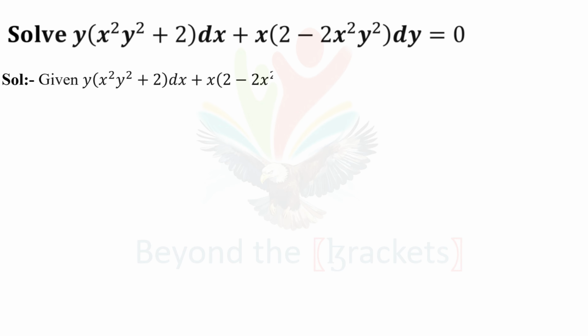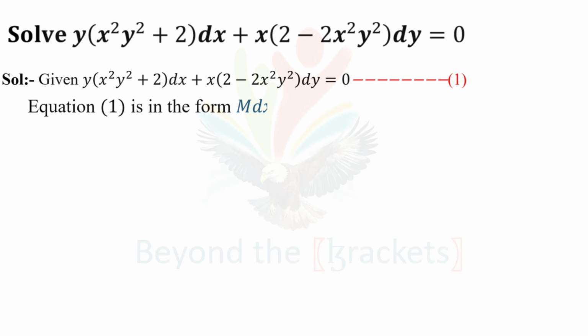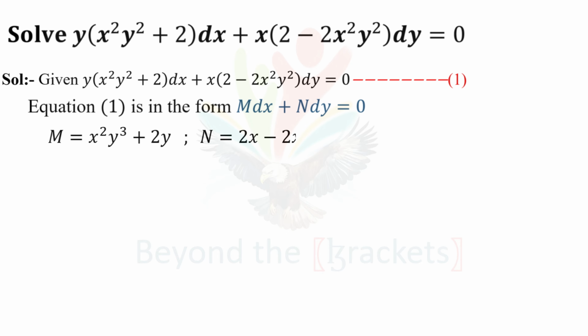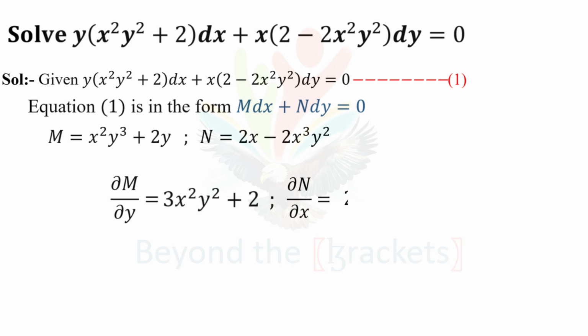Naming the question as equation 1, we clearly observe that it is of the form m dx plus n dy is equal to 0, where m is the coefficient of dx and n is the coefficient of dy. To verify if the equation is exact, we first differentiate m partially with respect to y. Here x square is constant, differentiation of y cube will be 3y square and differentiation of 2y will be 2. Differentiating n partially with respect to x, differentiation of 2x will be 2 and 2y square will be constant, differentiation of x cube will be 3x square. Clearly both the values are unequal.